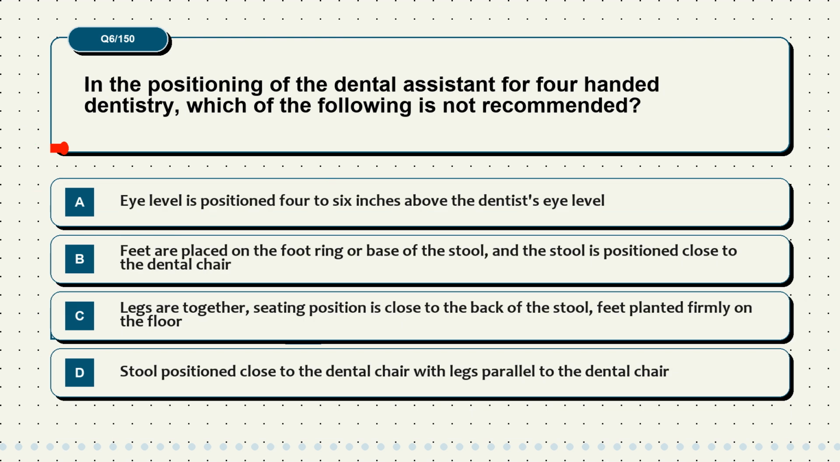Question 6. In the positioning of the dental assistant for four-handed dentistry, which of the following is not recommended? Here are the options. Option A. Eye level is positioned 4 to 6 inches above the dentist's eye level. Option B. Feet are placed on the foot ring or base of the stool, and the stool is positioned close to the dental chair. Option C. Legs are together, seating position is close to the back of the stool, feet planted firmly on the floor. Option D. Stool position close to the dental chair with legs parallel to the dental chair.